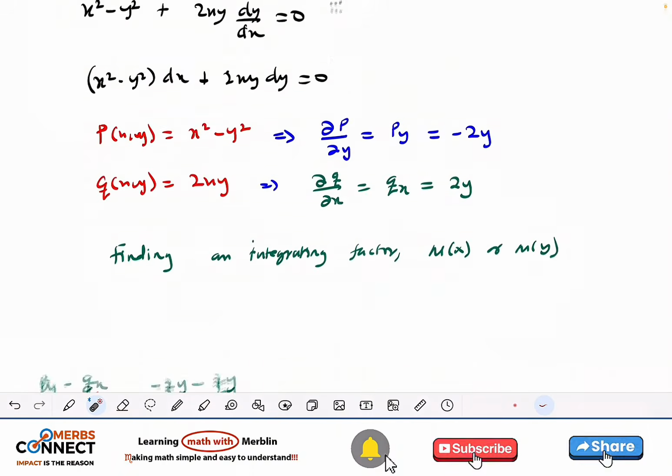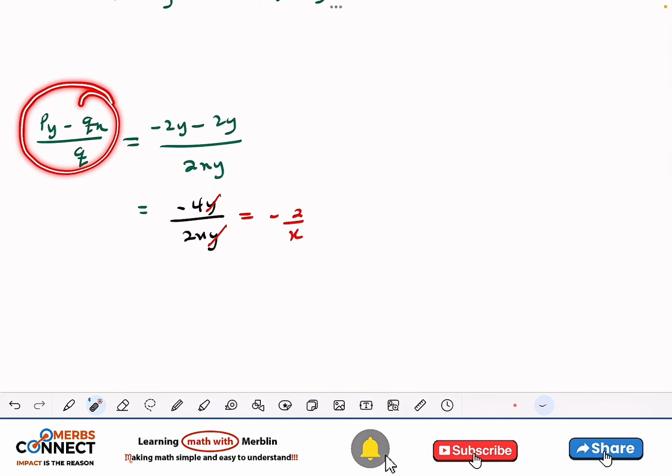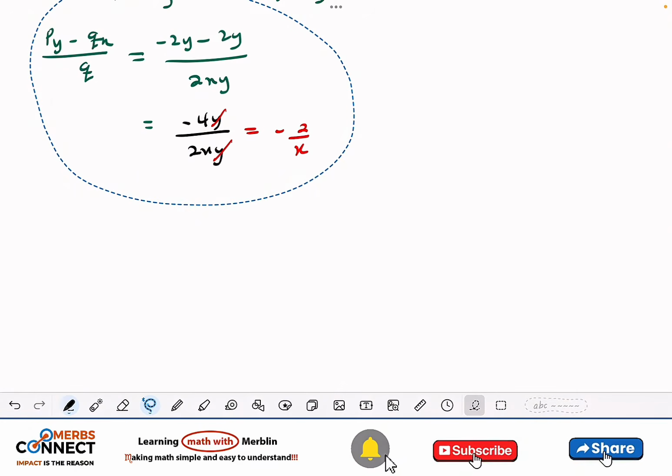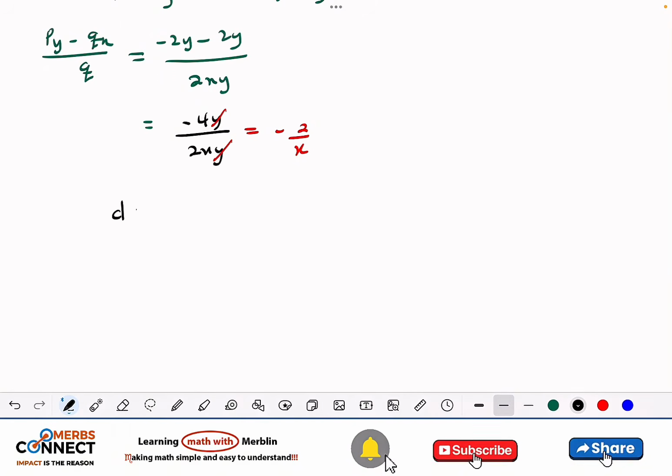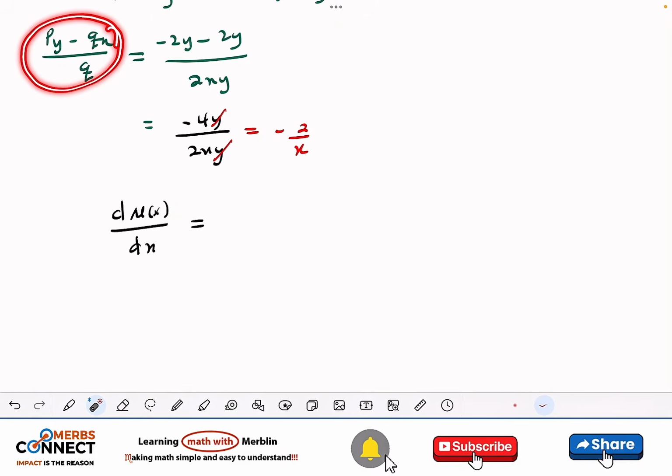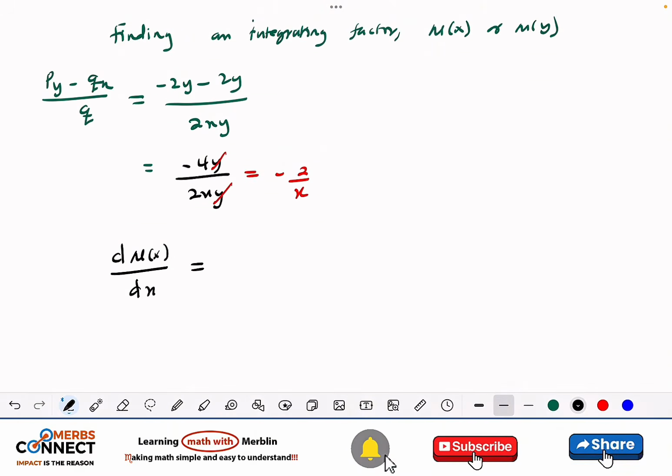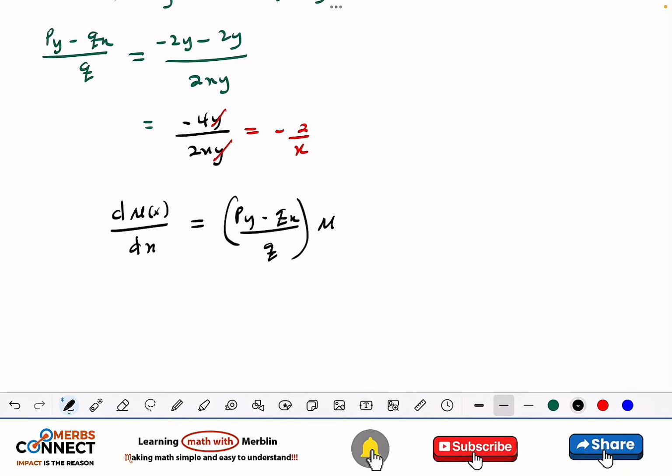So after you've gotten something like this, getting the integrating factor is very simple. It's very simple to recall. You differentiate the integrating factor, which is in terms of x, because now the function is in terms of x. So the integrating factor should be in terms of x. Differentiate the integrating factor with respect to x, and this should be equal to p of y minus q of x divided by q, with the integrating factor. So this is the form that you just need to learn.